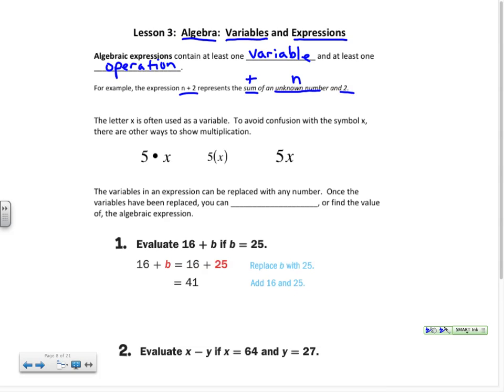A variable is a letter we use in place of a number we don't know. And then that expression also has a 2 in it. So n plus 2 is an algebraic expression.